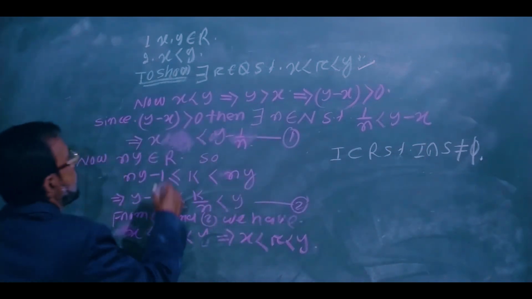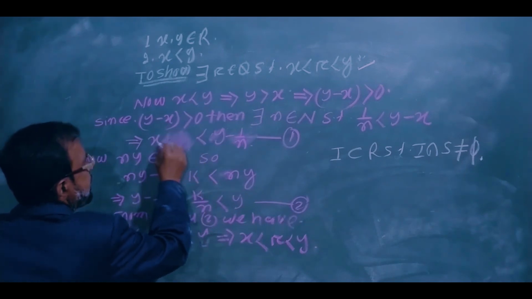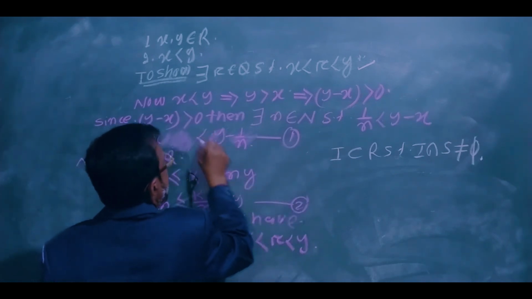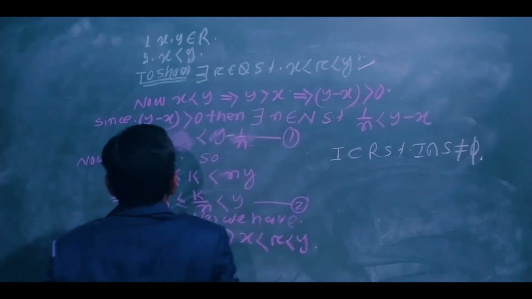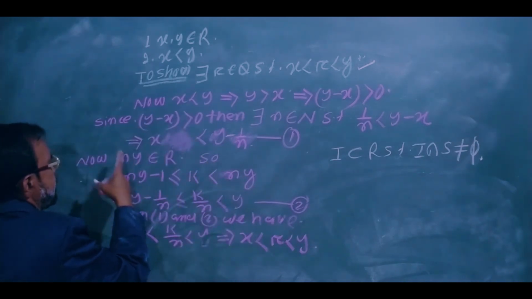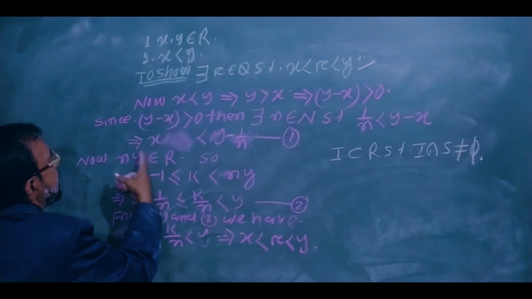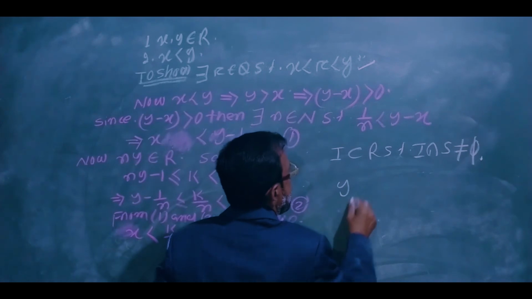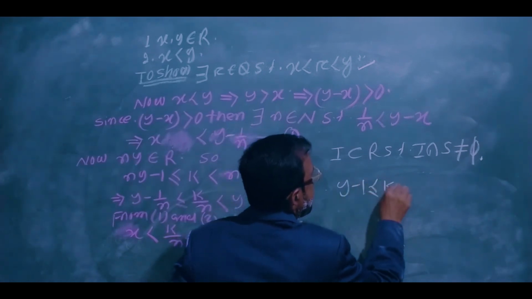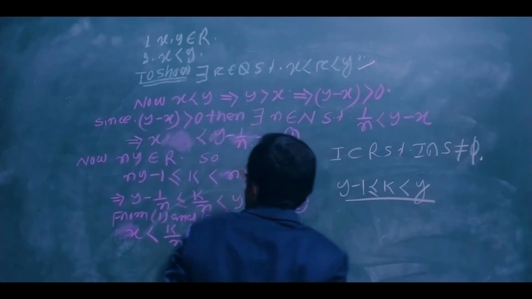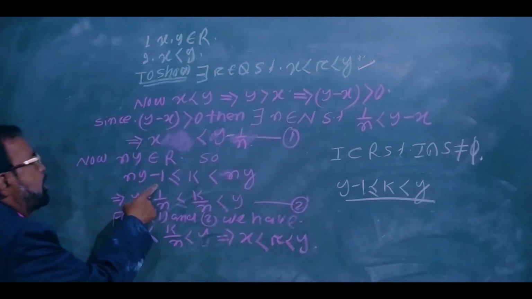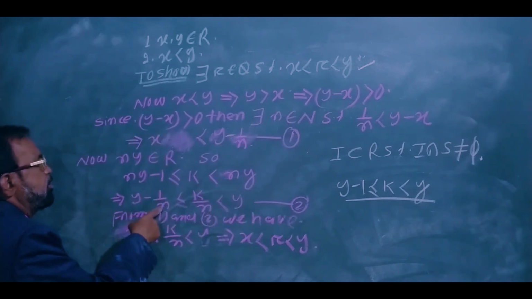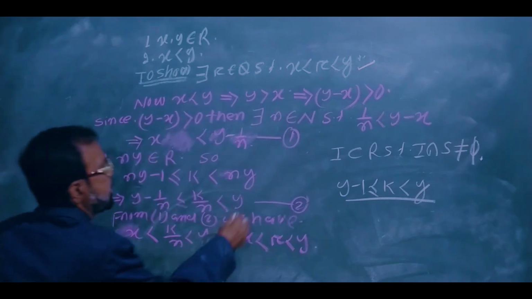n such that 1 by n is less than y minus x. Now n is a natural number and y is a real number, so ny is a real number. There is another theorem: if y is a real number, then y minus 1 is less than or equal to k, which is less than y. Similarly, ny is a real number, so ny minus 1 is less than or equal to k, which is less than ny. Now divide by n: y minus 1 by n is less than or equal to k by n, which is less than y.